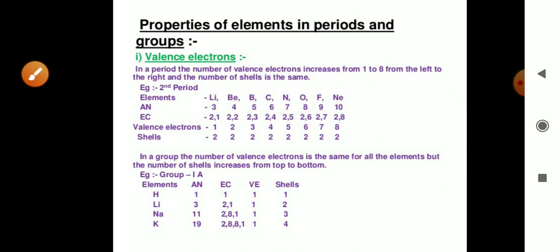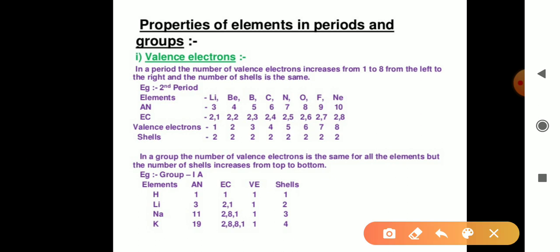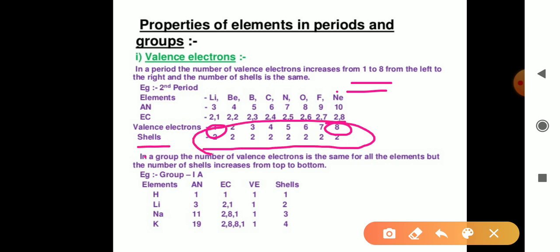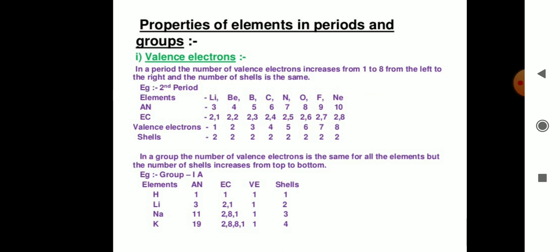So in a period, the number of valence electrons increases from 1 to 8. Here for lithium, valence electron is 1, and for neon, valence electrons are 8. And the number of shells is the same. The number of shells we can see for all elements is 2, for period number second.